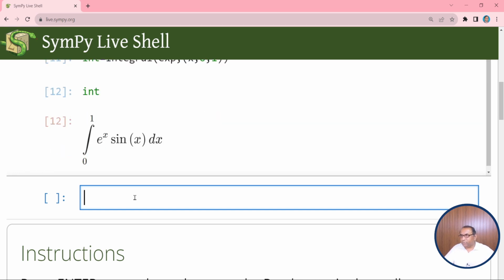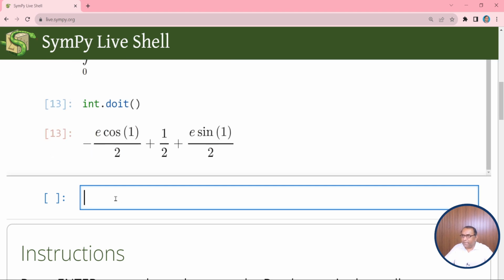When you enter, you can see the above expression, and if you want to further simplify, then use the int.doit function, and then enter. So this is the corresponding result after simplification.